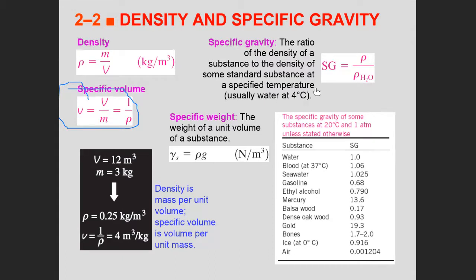SG is the relative specific gravity, equal to rho over rho water. There is a table here that gives you the SG. For example, water is 1 because you are dividing water by water. Right?